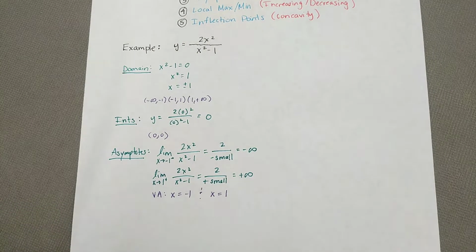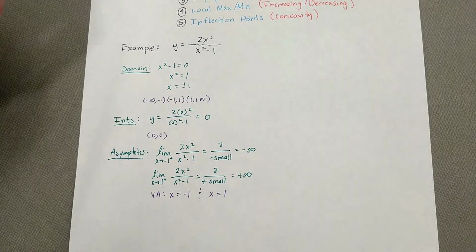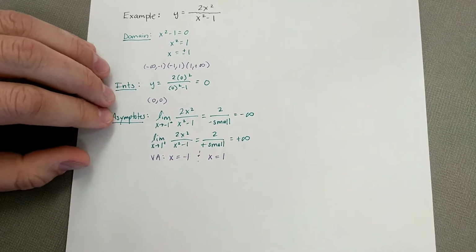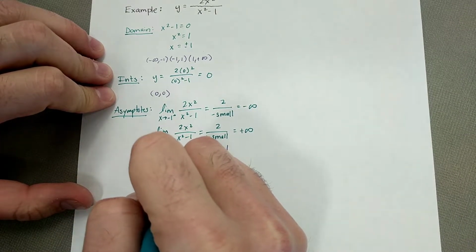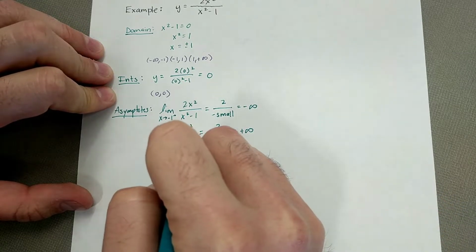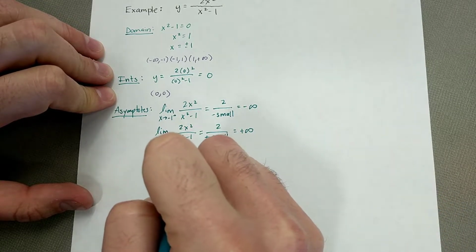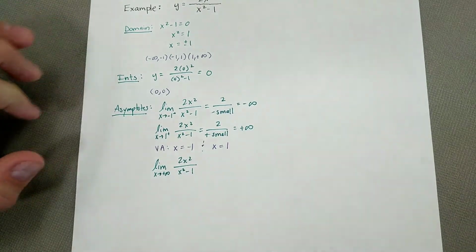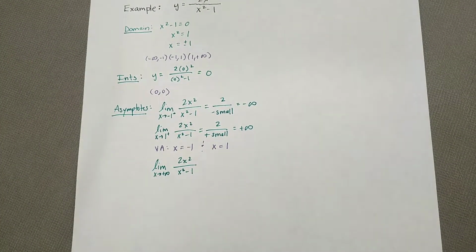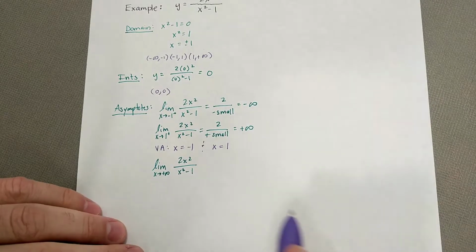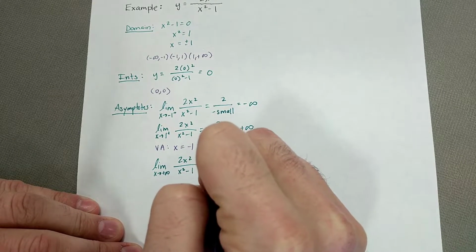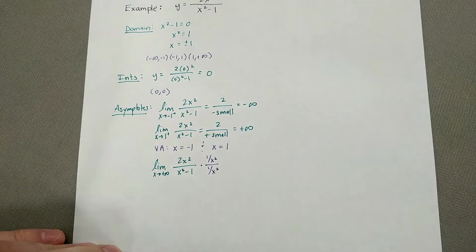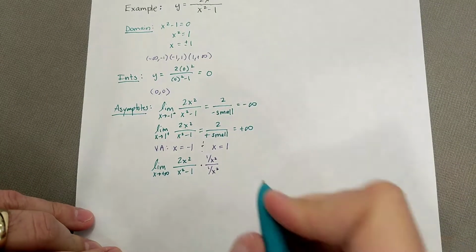Cool. And then now let's go ahead and take a look at the horizontal asymptotes. So here we're going to do the limit as x approaches positive infinity of 2x squared over x squared minus 1. Okay, so here is where we're going to use our strategy of multiplying by a fancy 1 and comparing it to the fastest growing function. So we're going to go ahead and multiply the numerator and denominator by 1 over x squared.